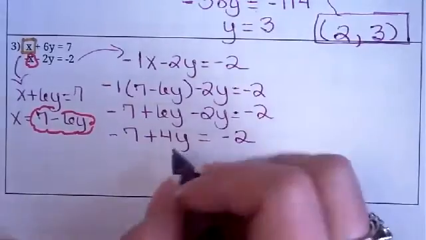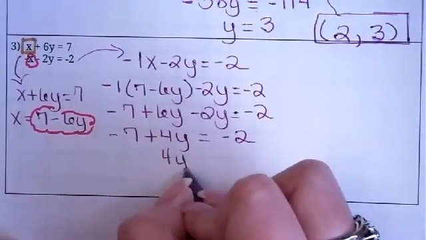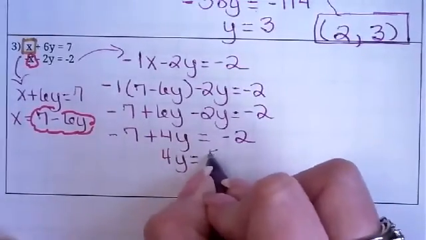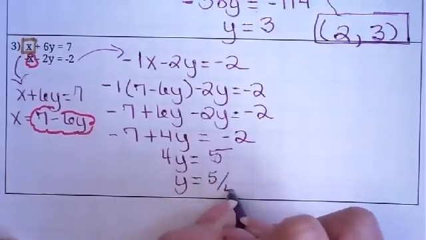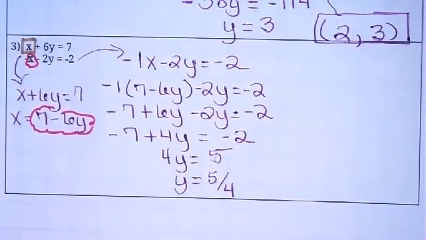I add the 7 to both sides. So 4y is equal to 5. And that means y is equal to 5/4. Okay. Now I'm going to leave that just as an improper fraction. I will not turn it into a mixed number. I could make it a decimal if I wanted to, but I'm not going to. Now, I need to figure out what x is, okay?